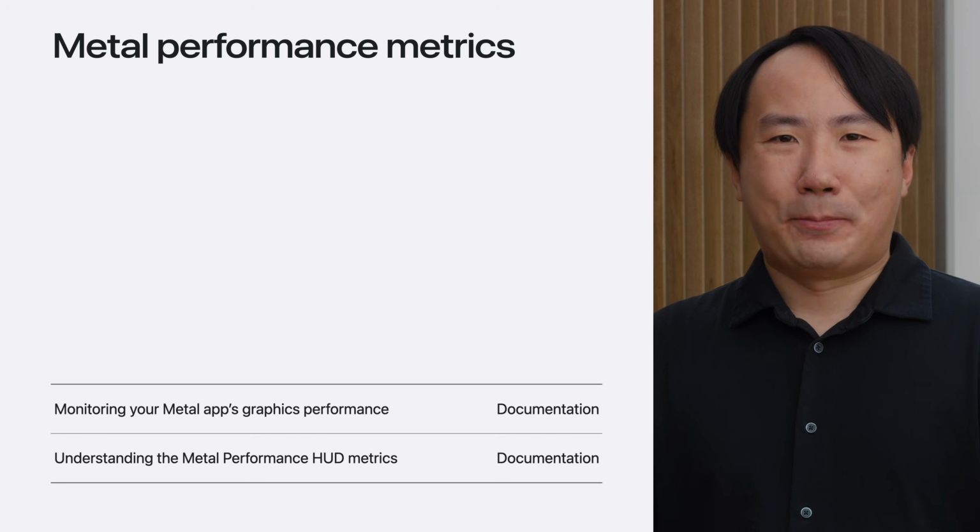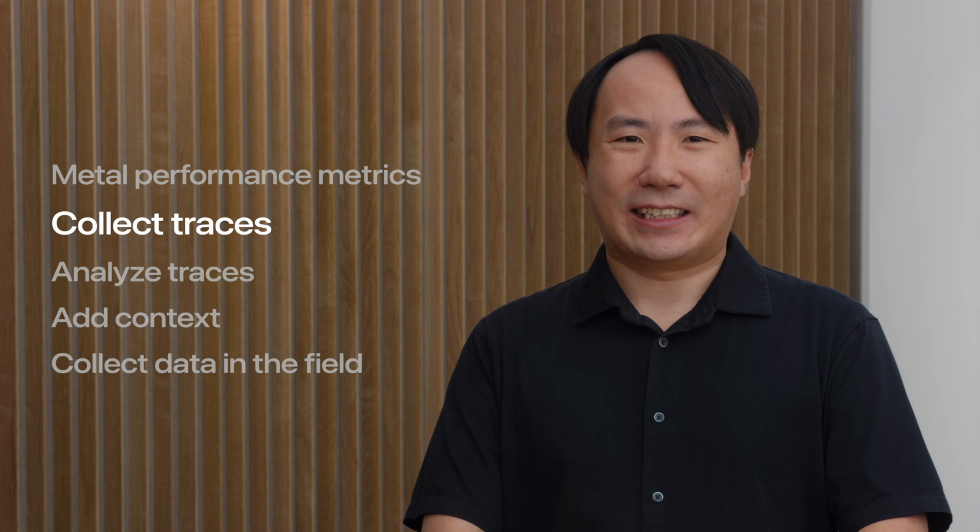You can learn more about each metric and the HUD in the Metal Tools documentation, Monitoring your app's graphics performance, and Understanding the Metal Performance HUD metrics. While the HUD is great for getting a quick read during development, it doesn't give you the ability to save metrics for long durations. It is easy to forget exactly where you encounter frame drops, especially when playing for minutes or hours. To get that level of detail, you need to collect performance metrics over long periods of time.